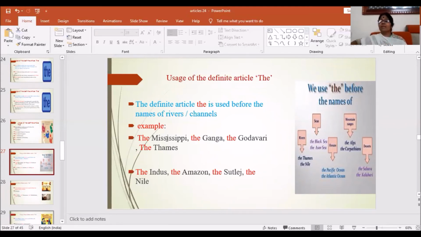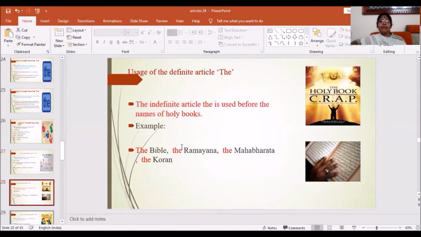All these places we have to use the. For example, the Mississippi, the Ganga, the Godavari, the Thames, the Indus, the Amazon, the Sutlej, the Nile. So remember, whenever we are talking about rivers, mountains, right, the Mount Everest, right, the Himalayas. So whenever we are talking about specific mountains or specific rivers, seas, and oceans, we use our definite article the, right?